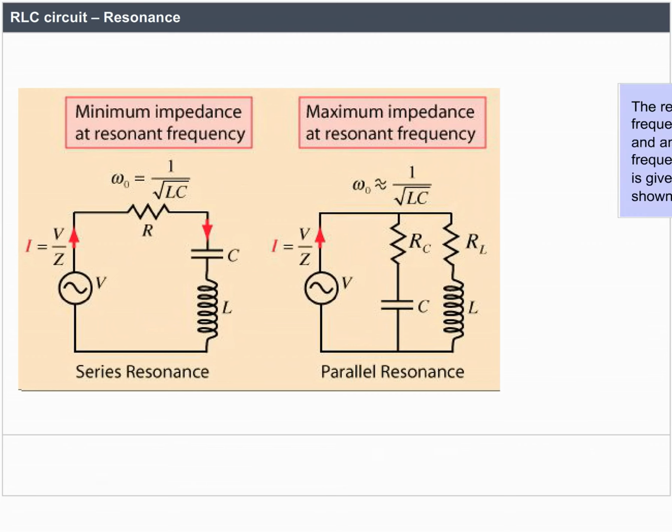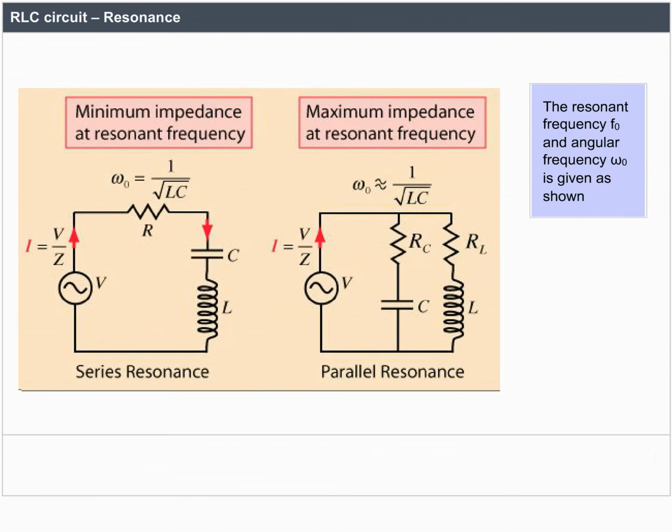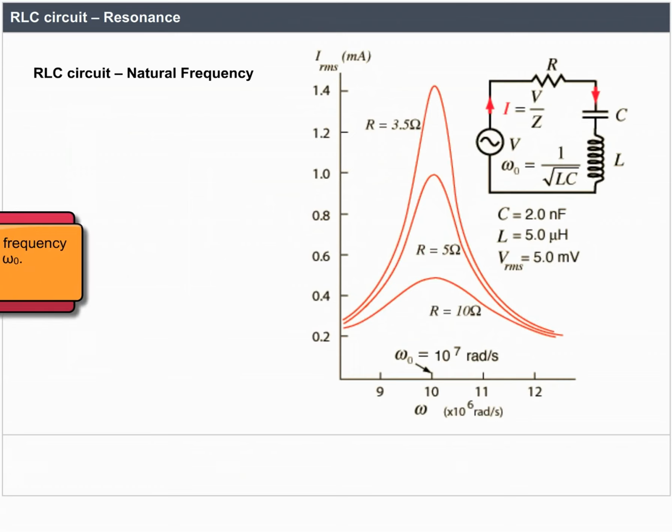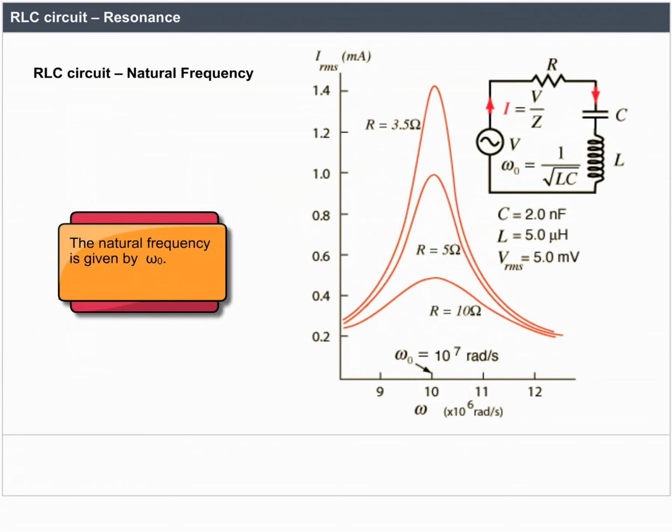The resonant frequency F0 and angular frequency omega 0 are given as shown. RLC circuit natural frequency. The natural frequency is the frequency of the oscillations that take place even after the driving source has been removed. The natural frequency is given by omega 0.